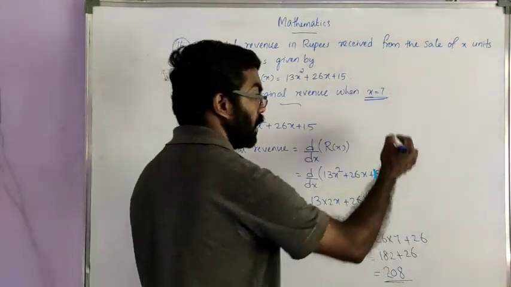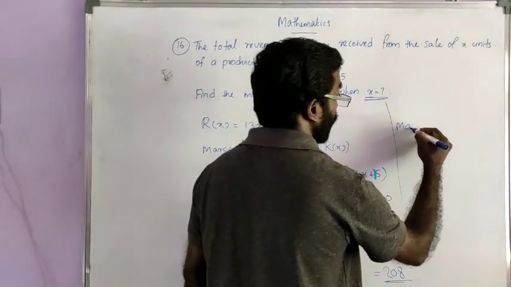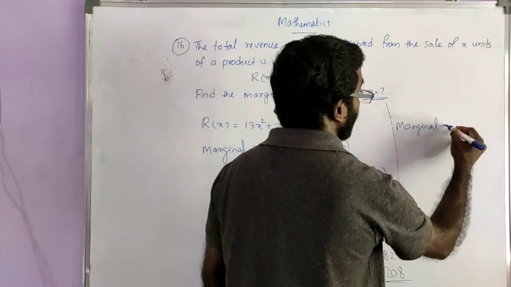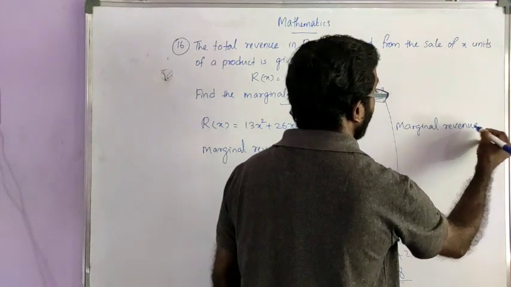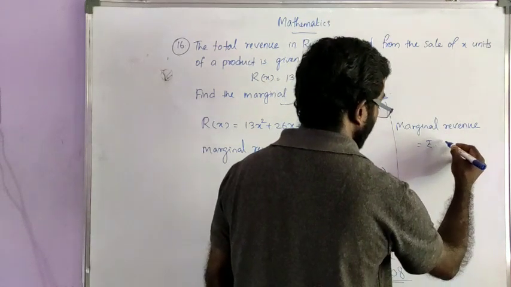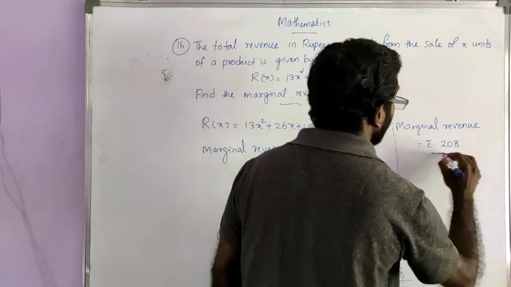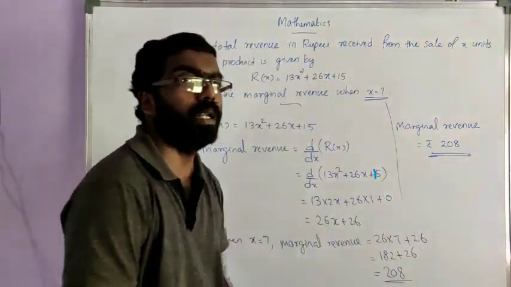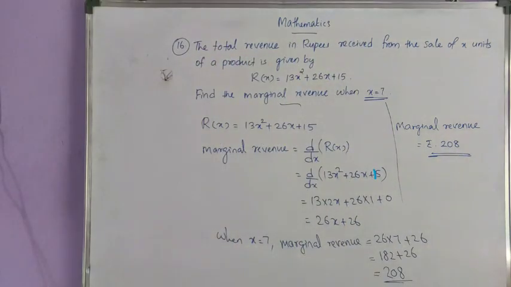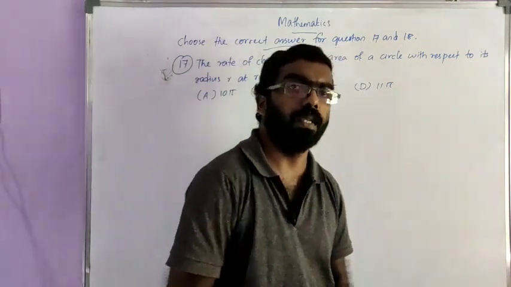Okay. So we can conclude marginal revenue is equal to rupees 208. Clear? Now we move on to question number 17.